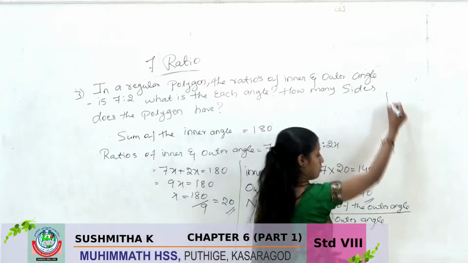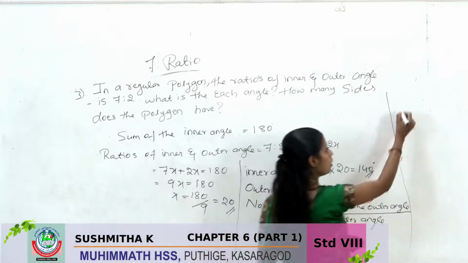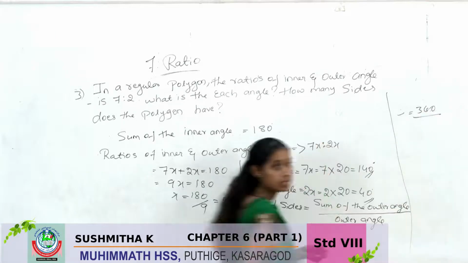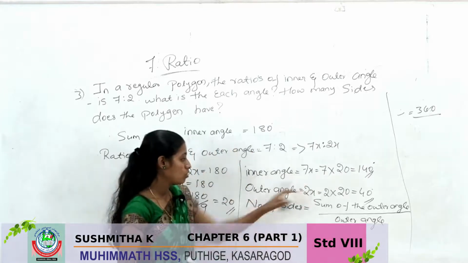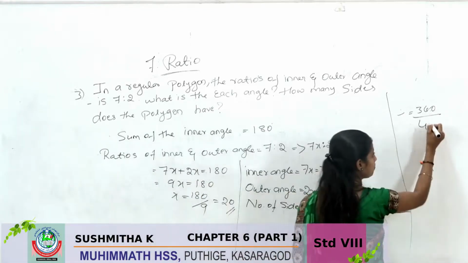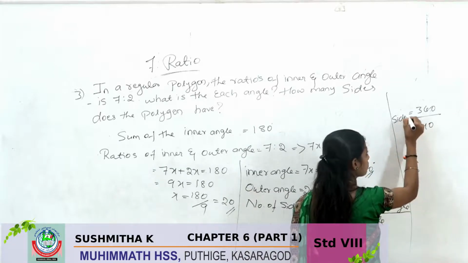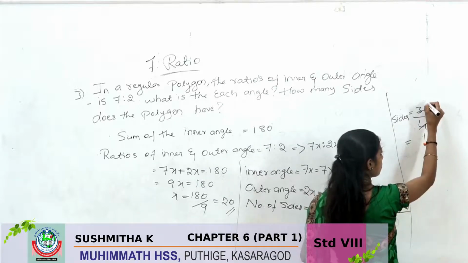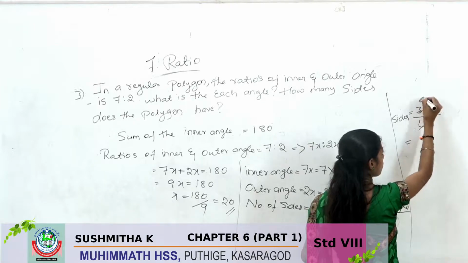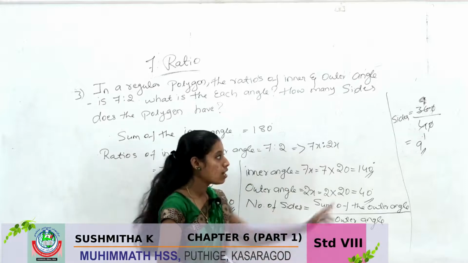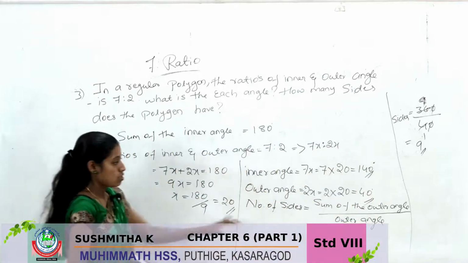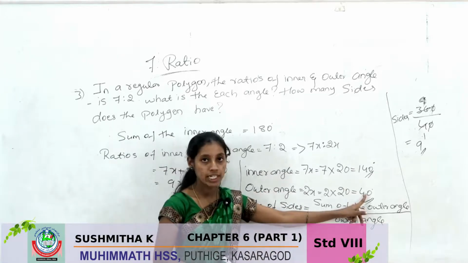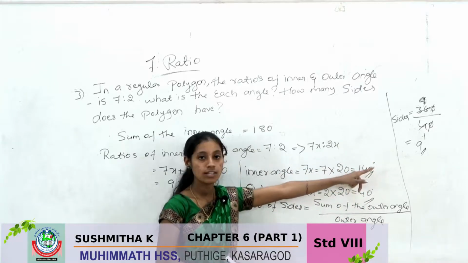So what is the sum of the outer angles? It is equal to 360 degrees. So the sum of the outer angles is 360 degrees, and the outer angle is 40 degrees. So 360 divided by 40, that is, the number of sides is 9.